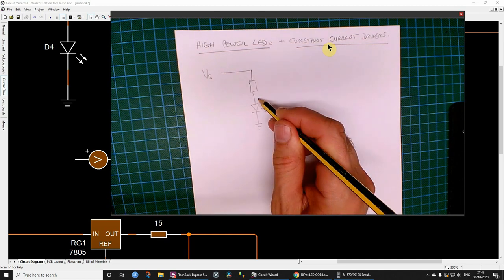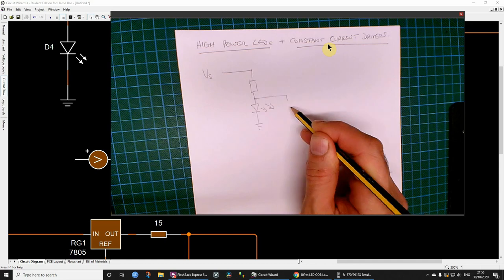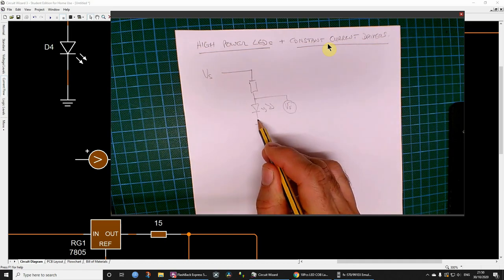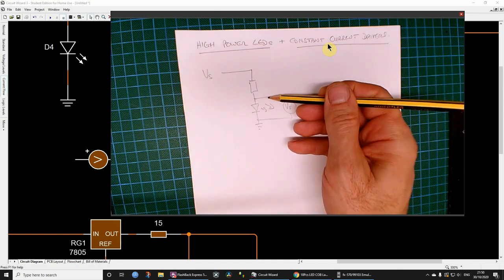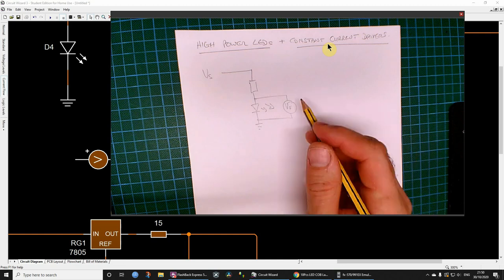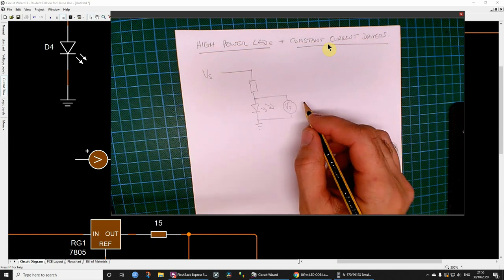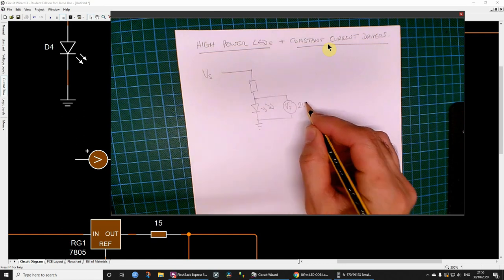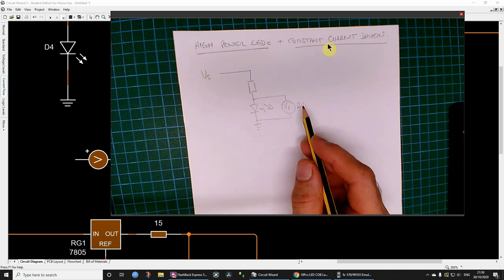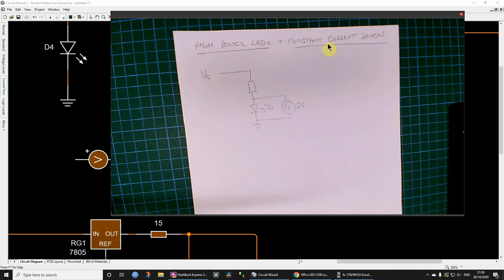Now, the LED, if we check a data sheet, is going to list the forward voltage. That's the voltage that's expected to be dropped across the LED. For a red LED, that's going to be around 2 volts. It might be 1.8, it might be 2.2, it generally comes as a range. Let's just assume 2 volts.